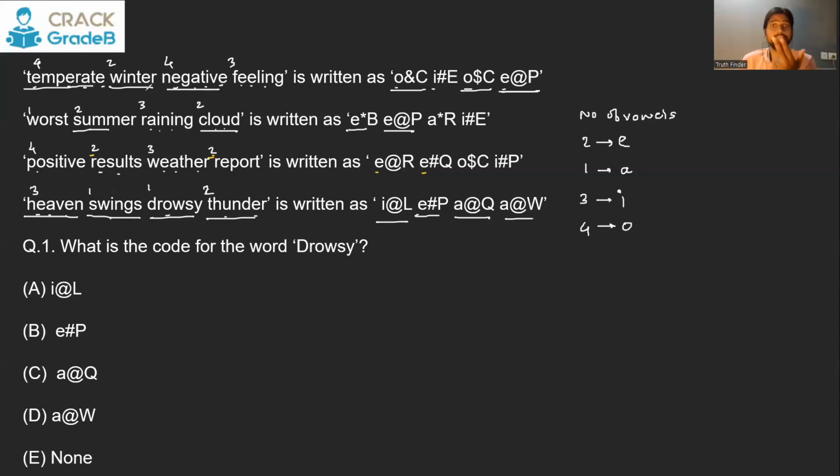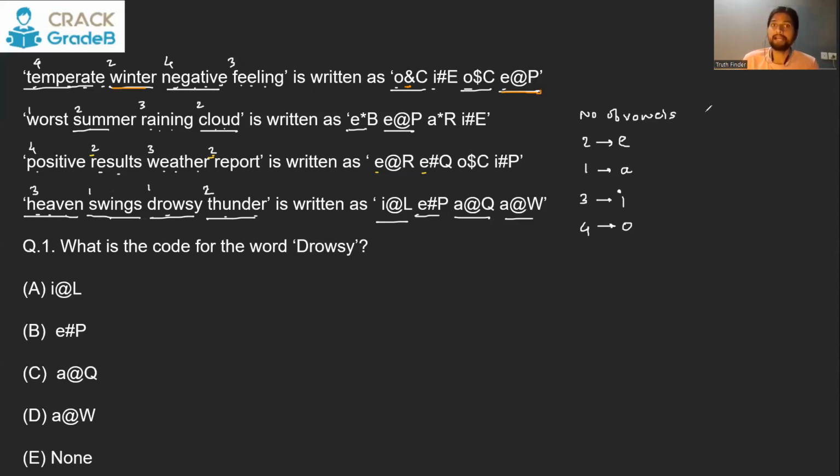Now, as I said, there is significance for all of these symbols. Now look at the ampersand sign. Now we can definitely say, because winter has 2 vowels, and 2 vowels means E. So this is the code for winter. So E @ and P, that is the code for winter.